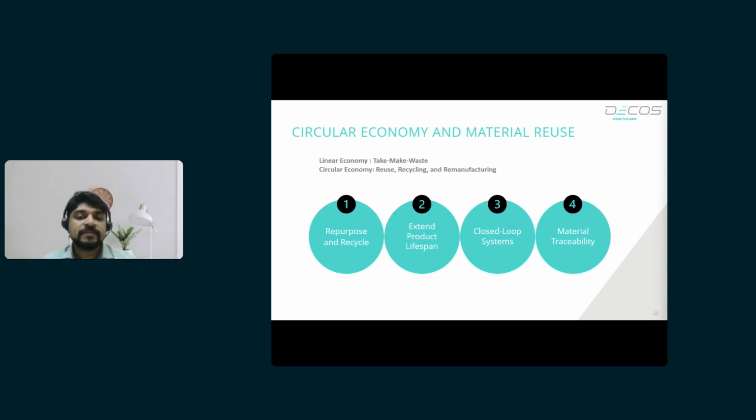Third is closed loop system. This refers to creating a circular flow of material within a system. Waste from one process becomes the input for the other. This minimizes reliance on virgin or pure materials. Next is material traceability, tracking the origin and composition of the materials throughout their supply chain, which allows for more efficient recycling and reuse at the end of the product life cycle.